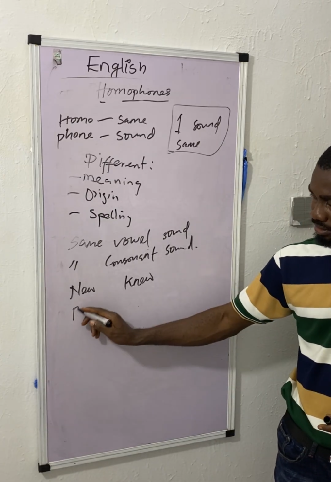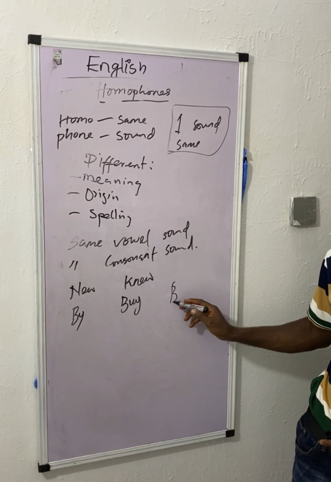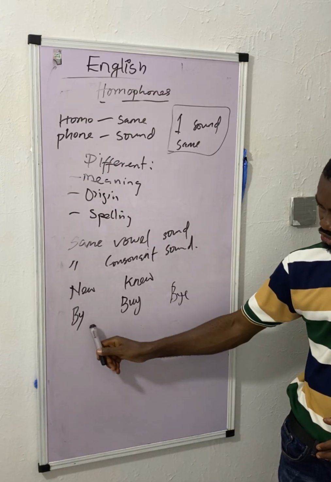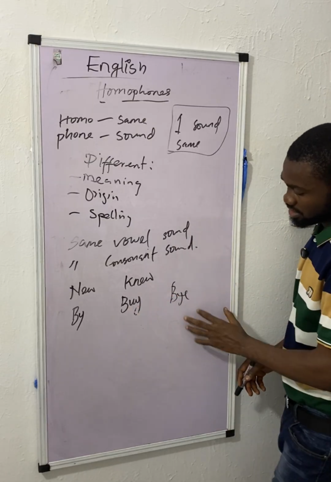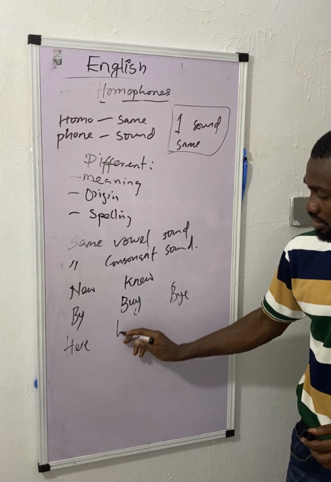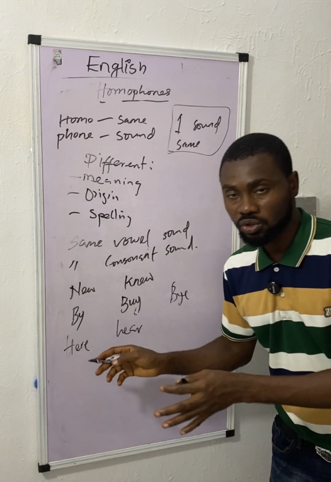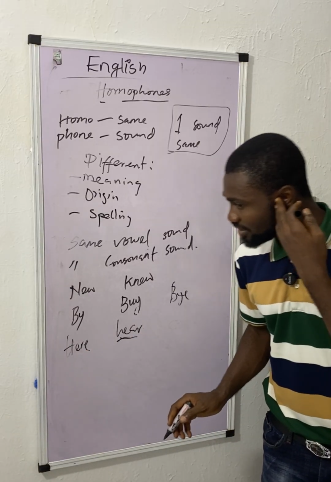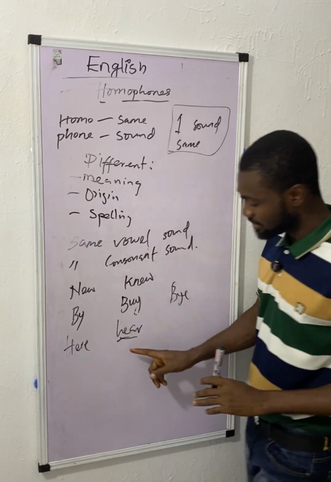Another one is buy, by, and bye. By is a preposition, buy is a verb, like to buy something, and bye is like saying goodbye. Different meaning. Another one is here and hear. Here is a location. Come here is a location. Hear is like hearing, the sense organ, the sense of hearing, detecting sound.